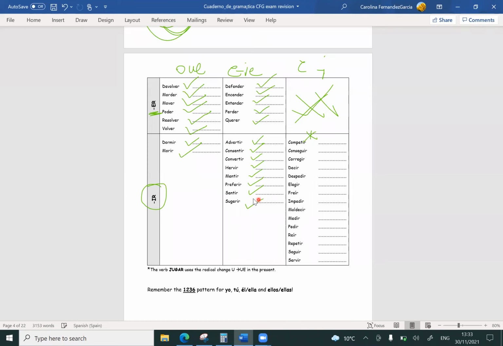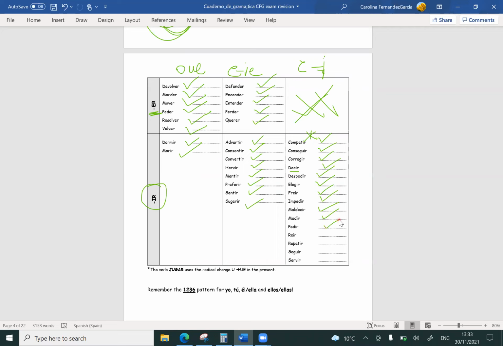Sugerir, sugiero, to suggest. Now let's go with the verbs E to I. Competir, compito, to compete. Conseguir, consigo, to get. Corregir, corrijo, to correct. Decir, digo, is actually also irregular in the form, to say. Despedir, despido, to say goodbye. Elegir, elijo, to choose. Freír, frío, to fry. Impedir, impido, to avoid. Maldecir, maldigo, to swear. Medir, mido, to measure.